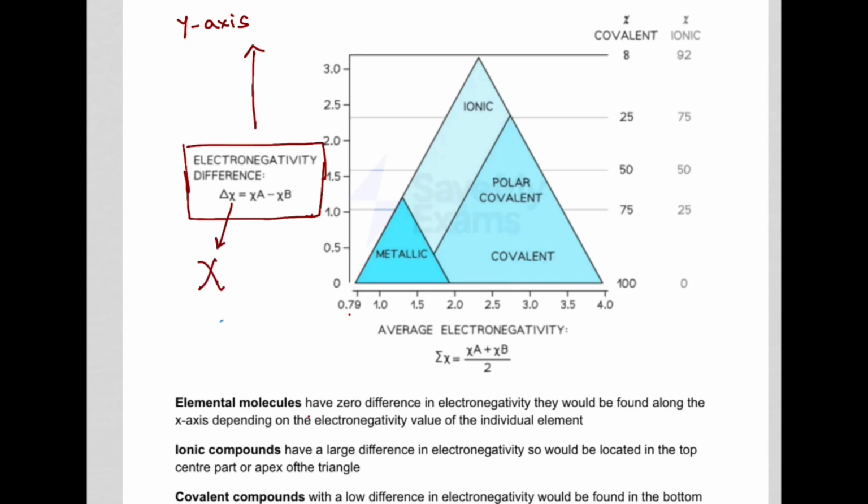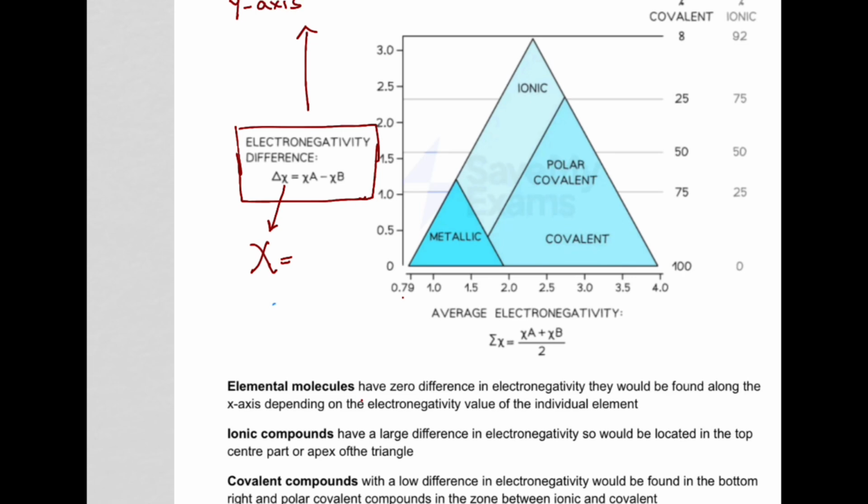Electronegativity difference is found by subtracting the electronegativity values of the elements in the compound. And here we're going to take the modulus, so whatever value you have for electronegativity difference, you take it as positive. For example, if I have F2, the two elements present in F2 would be F and F. So electronegativity difference would be 4 minus 4, which is 0.